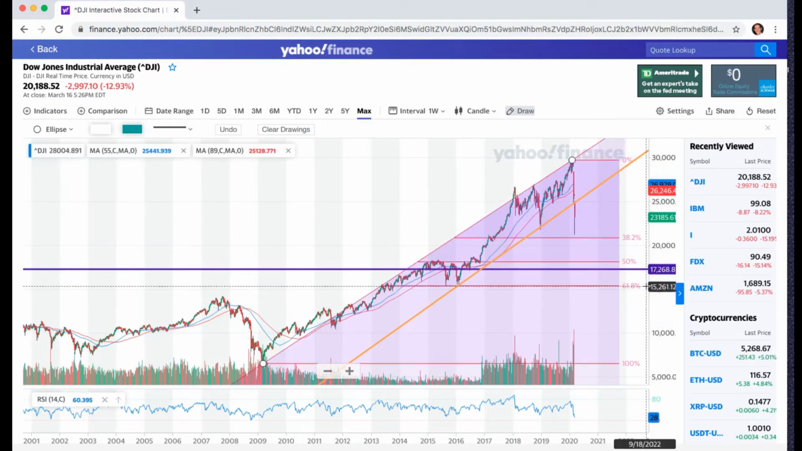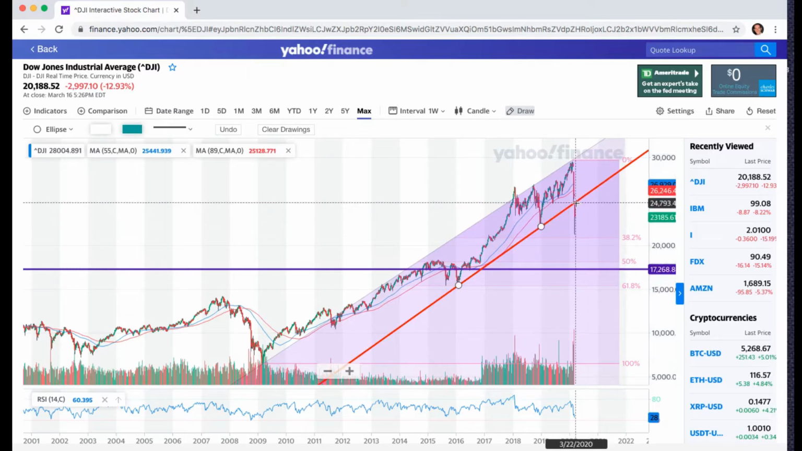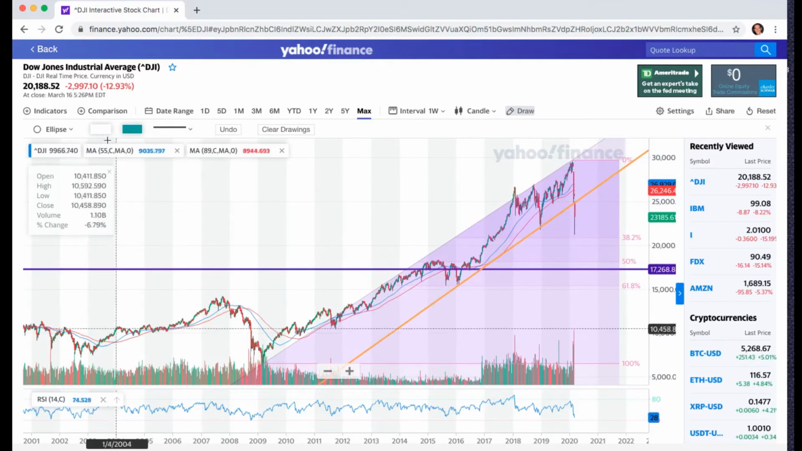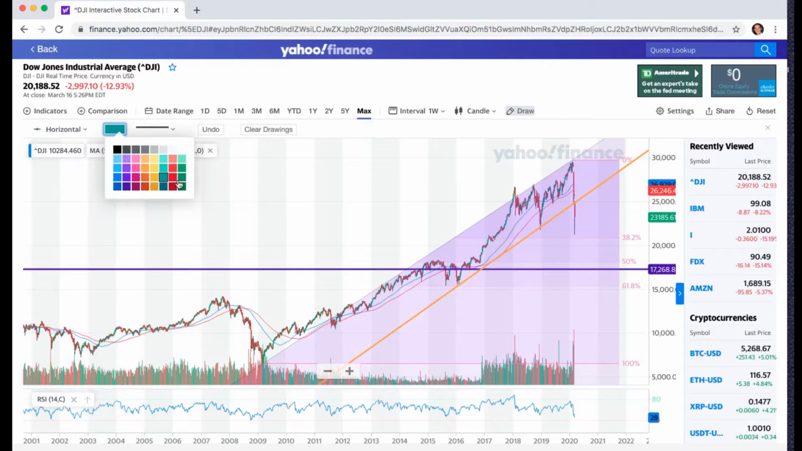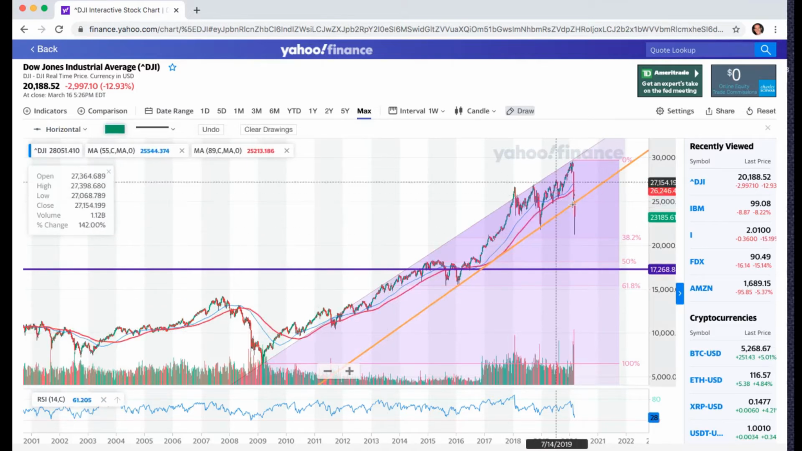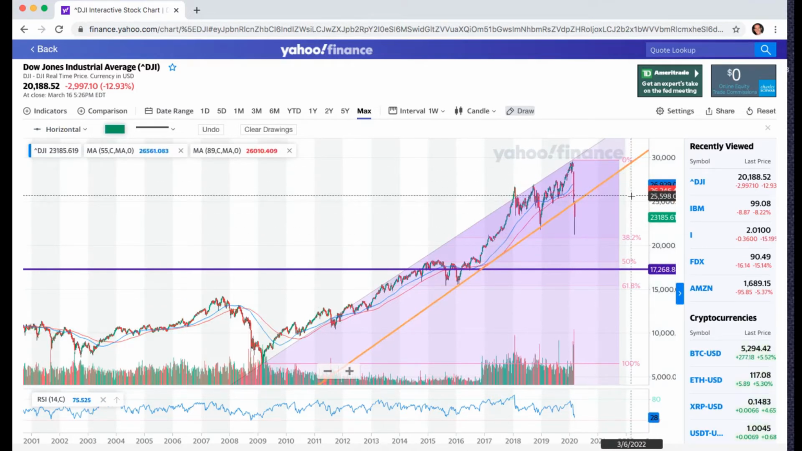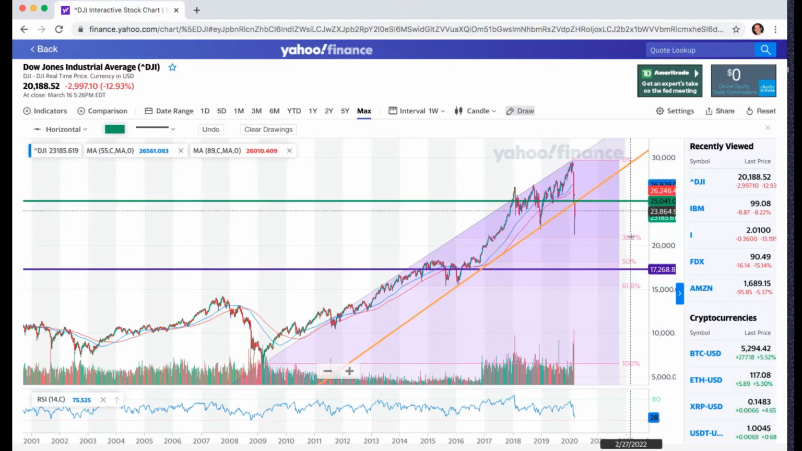Now, my previous estimation is, you can see this purple level here of 17,200. We will talk about that in a minute. But the market dropped and sold off and has come down here into this 25,000 level. I'm going to mark that with a horizontal line. We will make it green because it's St. Patrick's Day. How about that? 25,000, right about there. Okay.